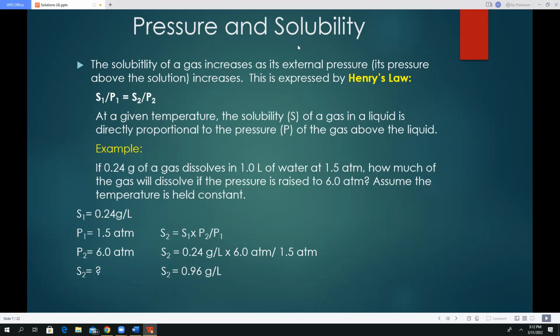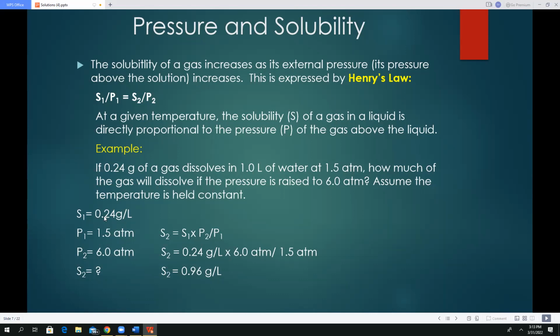If you are applying this law, S1 would be this grams per liter, right? So 0.24 grams in a liter of water at 1.5 atm, that's the pressure. How much will it dissolve? So this is S1 and P1, and then you have to solve for S2, right?